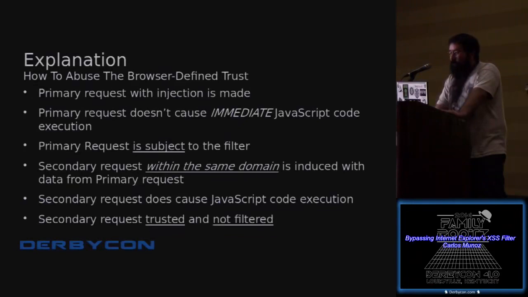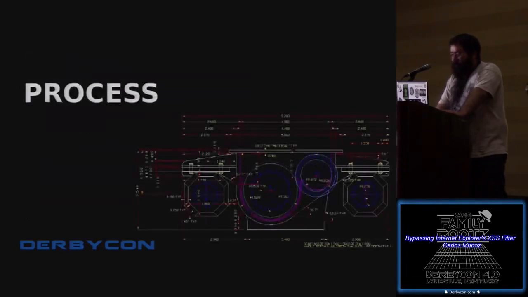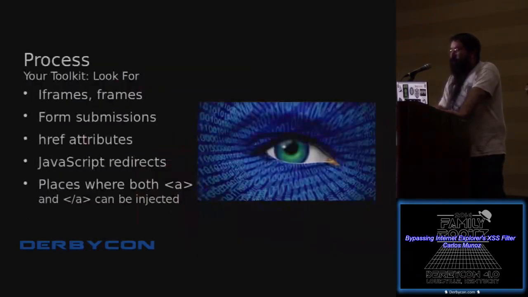So the primary request goes through, the filter says, hey, this thing looks good, I'm not going to bother to check anything that comes as a result of it afterwards. So for what you're looking for in terms of assessing websites, you're looking for places where you can inject data that can then be reintroduced back to the same domain through some other method. So it's iframes, frames, form submissions, landing in href attributes, landing in JavaScript redirects, or in any place on the page where you can get your anchor tags in and create your own links onto the page.